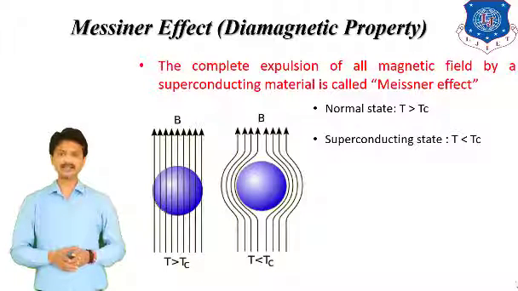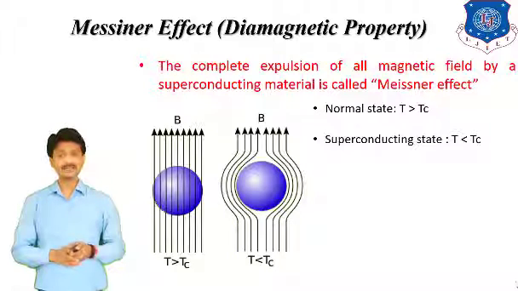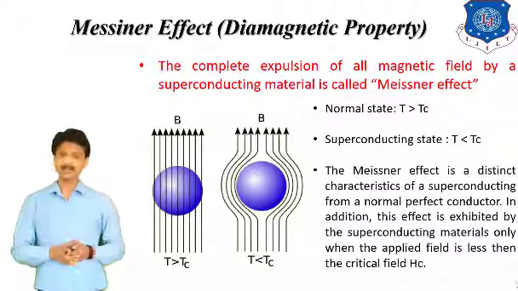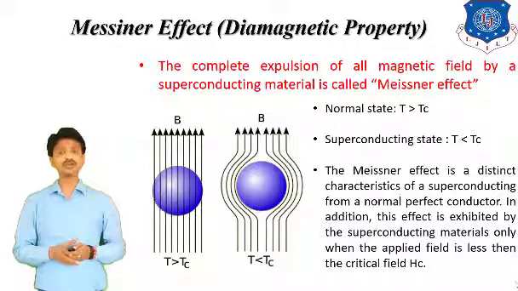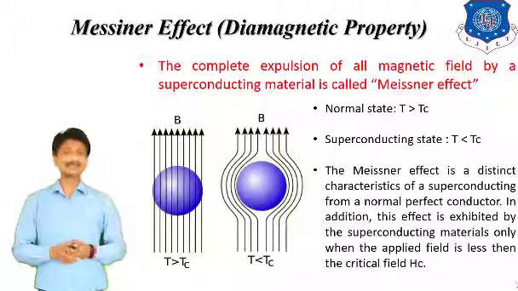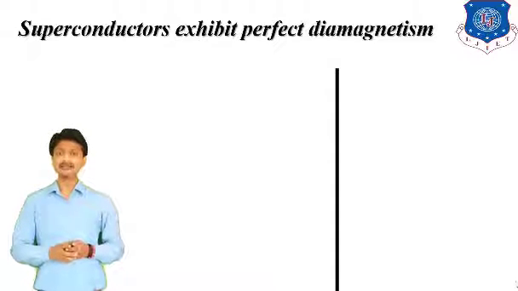So in the Meissner effect, we can say that the complete expulsion of the magnetic field penetrating through the material is known as the Meissner effect. You can see in the figure that below the critical temperature, the material in the superconducting state does not allow the external magnetic field lines to penetrate through it. Now let's discuss that the magnetic susceptibility of a superconductor is -1, which exhibits perfect diamagnetism.